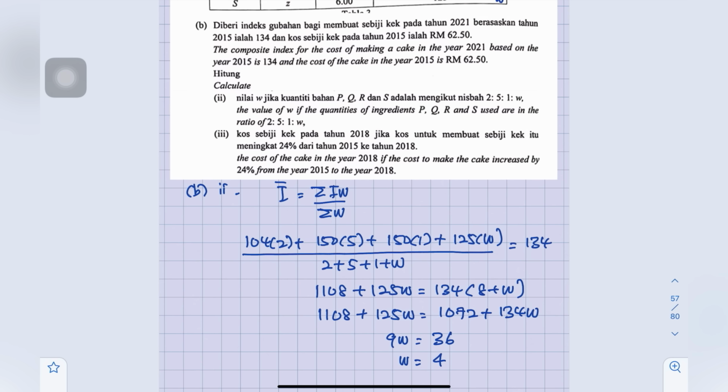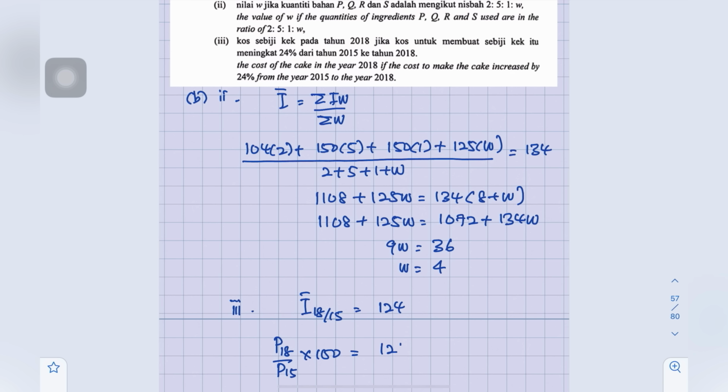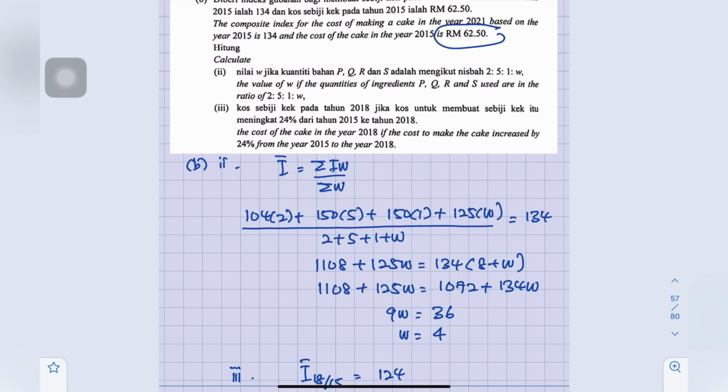Roman 3, calculate the cost of the cake in the year 2018 if the cost of making the cake increased by 24% from the year 2015 to the year 2018. Okay, so for Roman 3, we have I bar year 18 base 15 increase 24%, meaning that the composite index is 124. By using the formula, price index is price 18 over price 15 times 100 equals 124. Just now, the price in the year 2015 is 62 ringgit 50 cent.